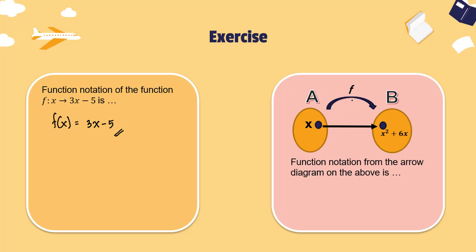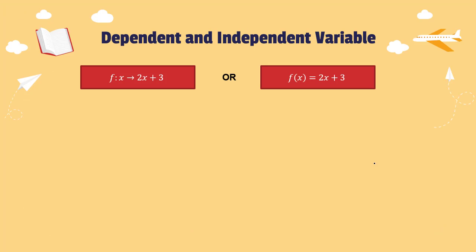So question number 2, the function notation from the arrow diagram above. Because the image of x is equal to x squared plus 6x, we can write the function notation f(x) is equal to x squared plus 6x. Is it easy? Well, you already know how to write function notation.